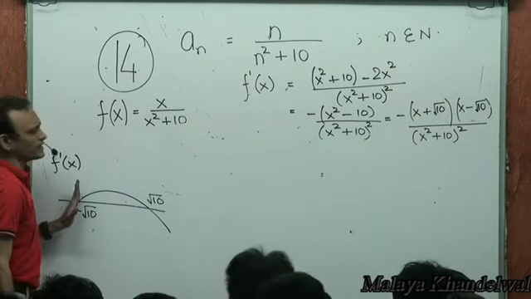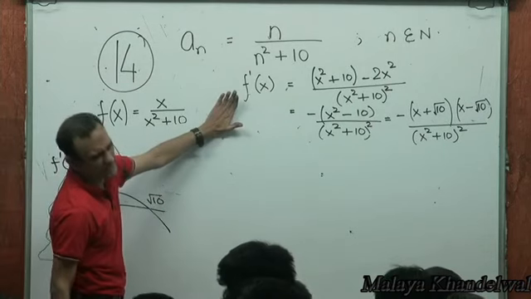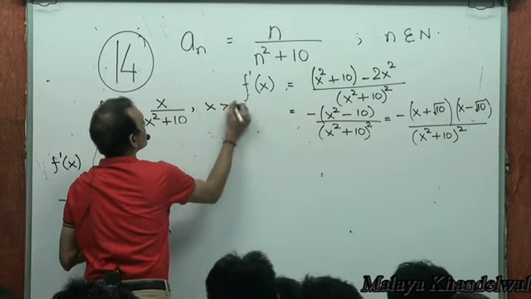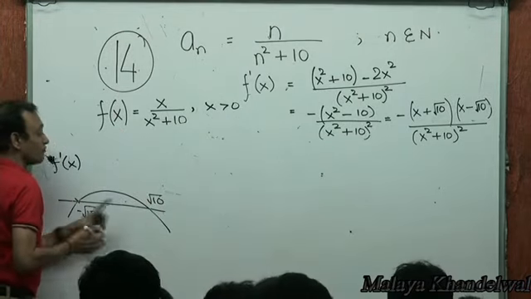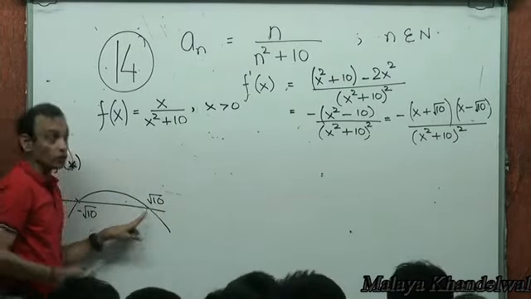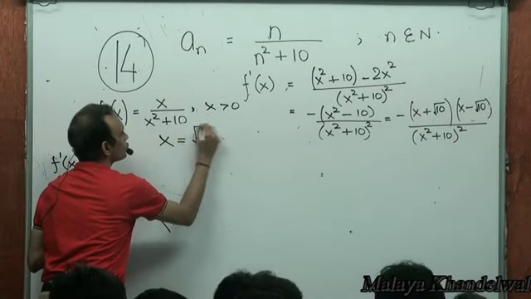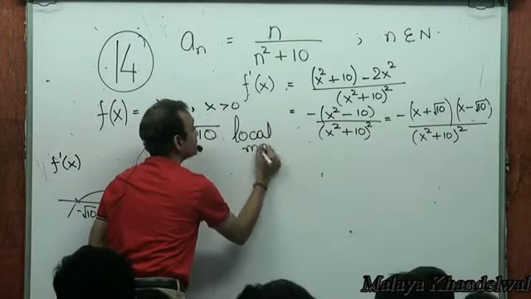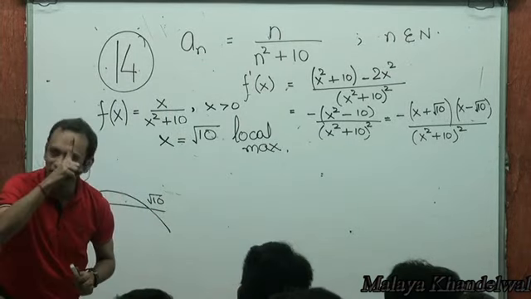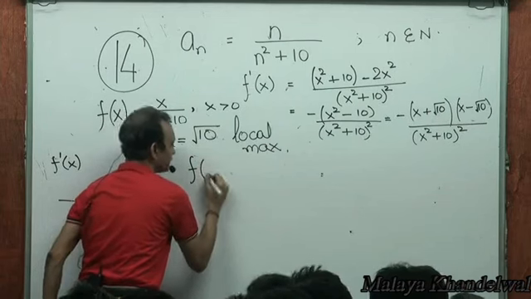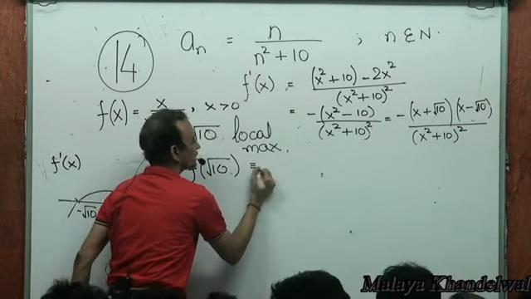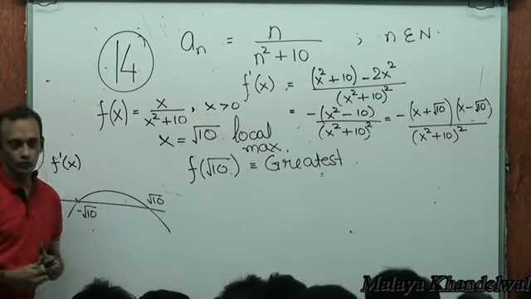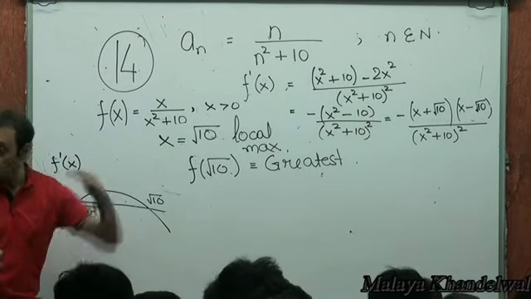Right? But I'm not bothering about minus root 10 because I want to look at this for x greater than 0 at least, because I will get confined to n being a natural number. So let me look at this f x for only x greater than 0. So for x greater than 0, the function has just one local maximum, x equal to root 10. And this being the only stationary point will also be the greatest value of the function, right? That means f root 10 will be the greatest value of the function, also the global maximum. Yes or no? The function attains a maximum value at x equal to root 10.